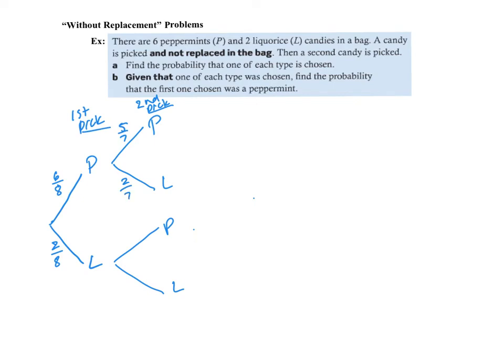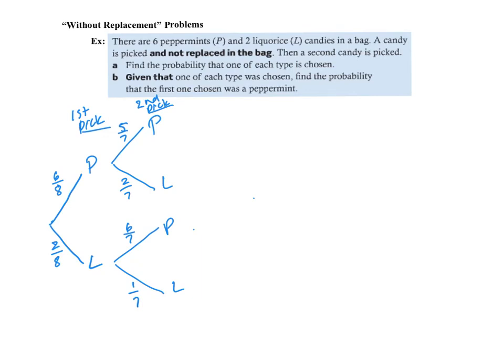The probability of picking a licorice and then a peppermint, well, if I've picked the licorice the first time, all 6 peppermints are still in there, but there's only a total of 7 pieces of candy left. And then the probability of getting a licorice that second time if you've already picked a licorice, there's only one piece of licorice left. There's only 7 pieces of candy left, so that would be 1 out of 7.